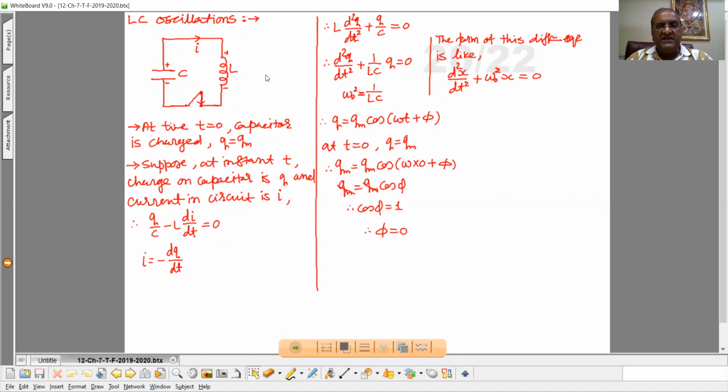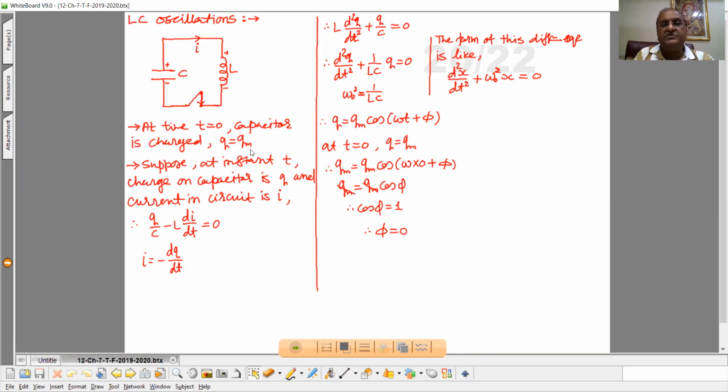Now here we are considering the idealistic situation. There is no dissipation of energy in the form of heat in this particular circuit. By considering this, we are considering this circuit. At time t equal to 0, suppose the capacitor is fully charged, and the charge on the capacitor is maximum, that is Q equal to Qm. Now we switch on the circuit.